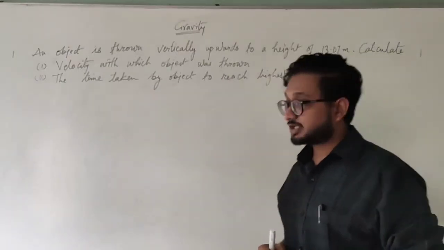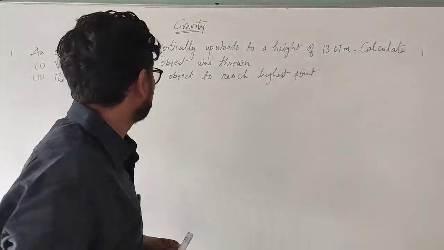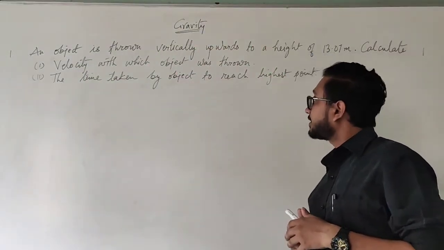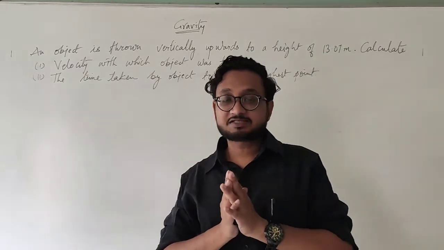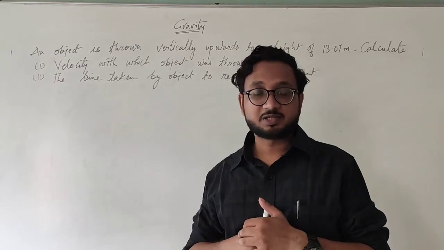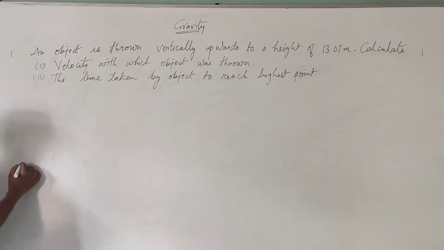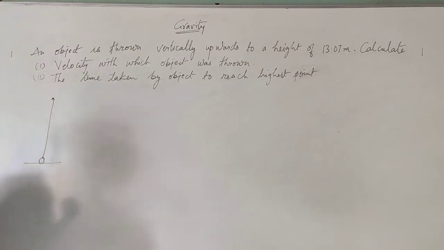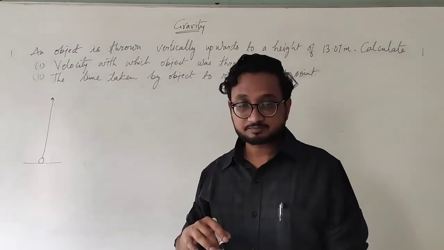An object is thrown vertically upwards to a height of 13.07 meters. Calculate the velocity with which the object was thrown and the time taken by the object to reach the highest point. So imagine that a child is playing with a ball and he has thrown a ball vertically upwards in the air. So let's take this scenario into consideration. Let's say that from this particular point, the ball is thrown to a height. Now obviously the ball is going against gravity.